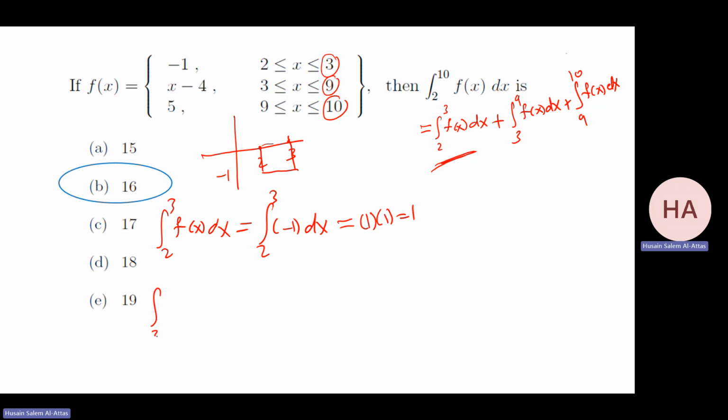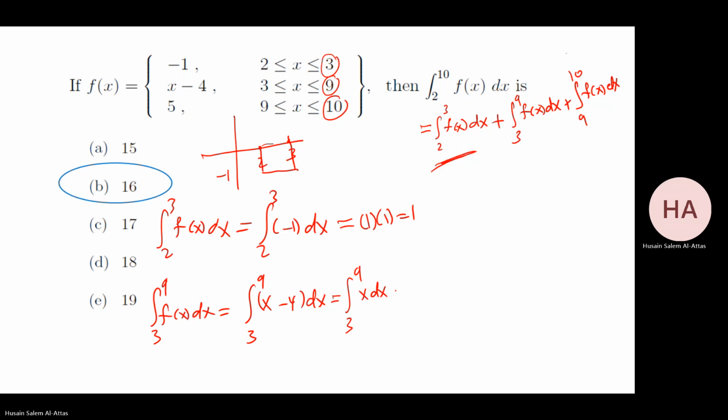Okay. Now it comes 3 to 9, f of x dx. That will be the integral from 3 to 9 of x minus 4 dx. If you think about x minus 4, you can do it this way: either split the integral or do it at once. At 3, it will make it very complicated, because it will be negative and positive. So let me do it by splitting the integral.